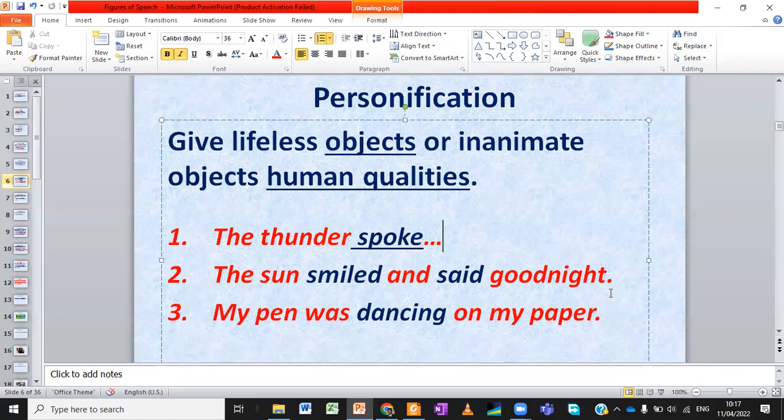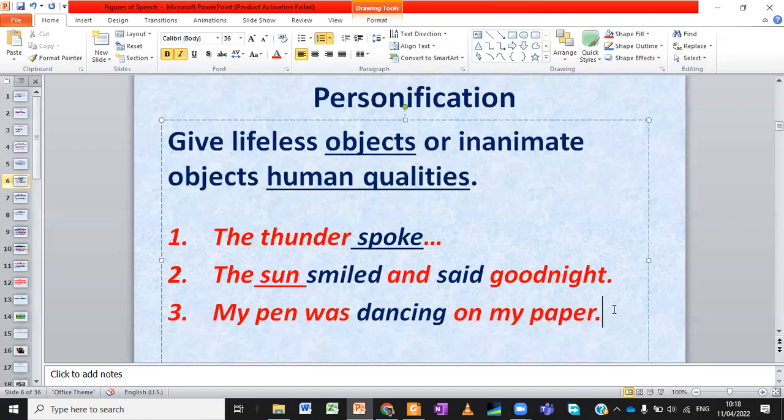The sun smiled and said good night. What does this sentence actually mean? Thunder was making noise. For number two, the sun smiled and said good night. That means the sun shine. No. I said sun. Let me underline it. I said the sun smiled and said good night. Now look, when the sun says good night, what does that mean? It became dark. Yes. You see, as night approaches, the sun was going down, and the sun left with a very good shine, like a twilight.